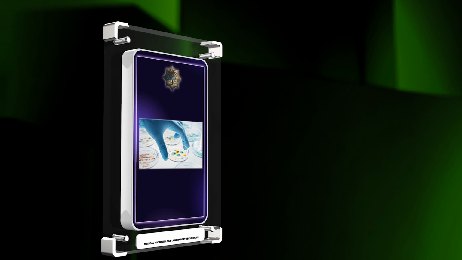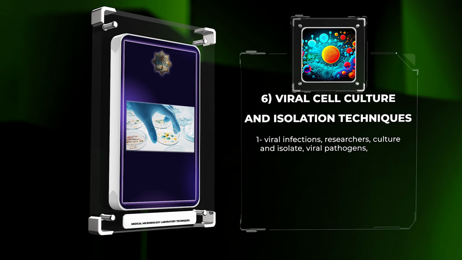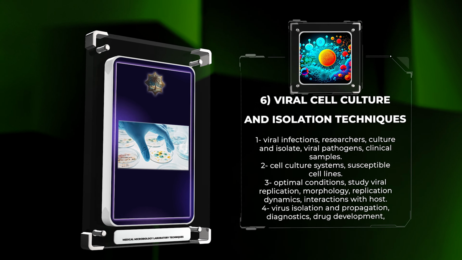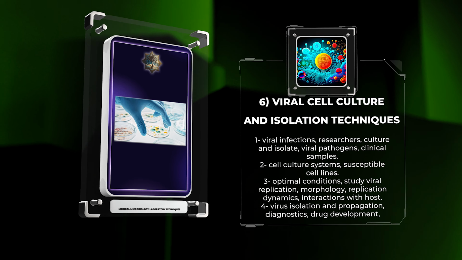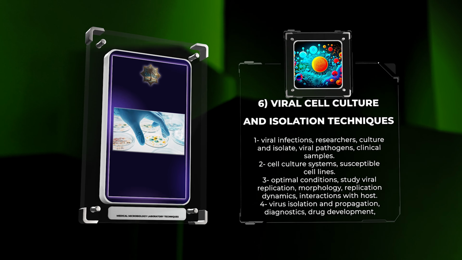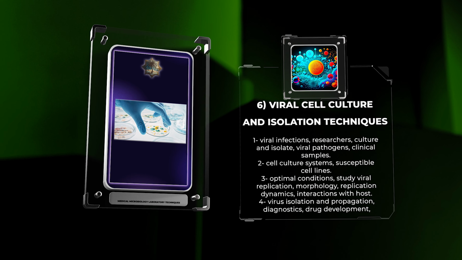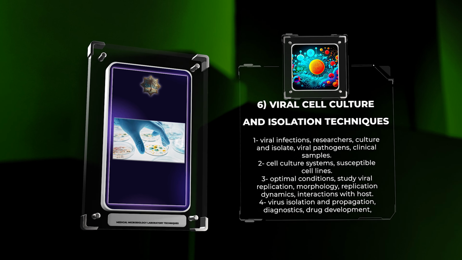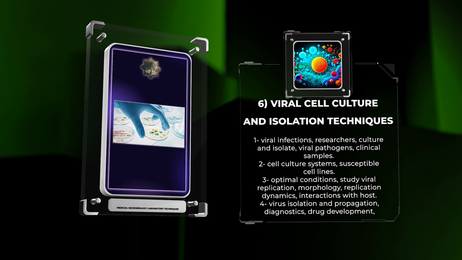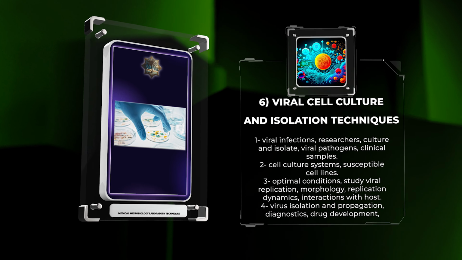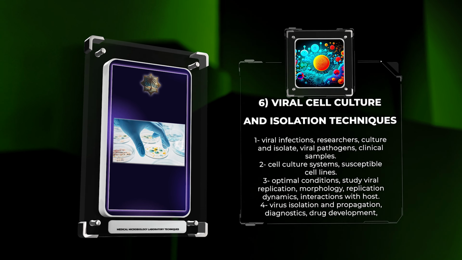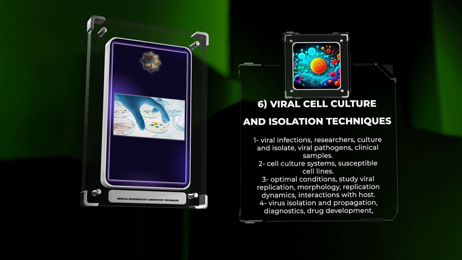To understand viral infections, researchers culture and isolate viral pathogens from clinical samples. This involves techniques like cell culture systems using susceptible cell lines. Researchers create optimal conditions to study viral replication, morphology, replication dynamics, and interactions with the host. Virus isolation and propagation aid in diagnostics, drug development, and vaccine creation.